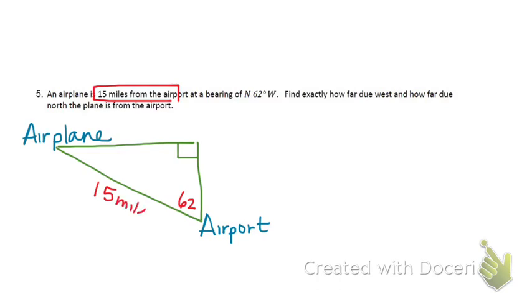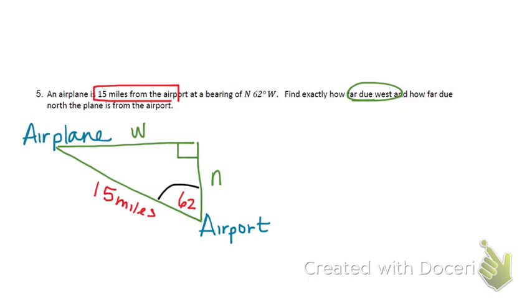But it's asking us how far, exactly how far due west. So due west, I'm going to call that W. That makes sense. So we've got to find W. And we also need to figure out how far it is due north, and we'll call that N. So you need to solve this for W and for N. So you need to use two different trig ratios. So go ahead and start by solving for W.